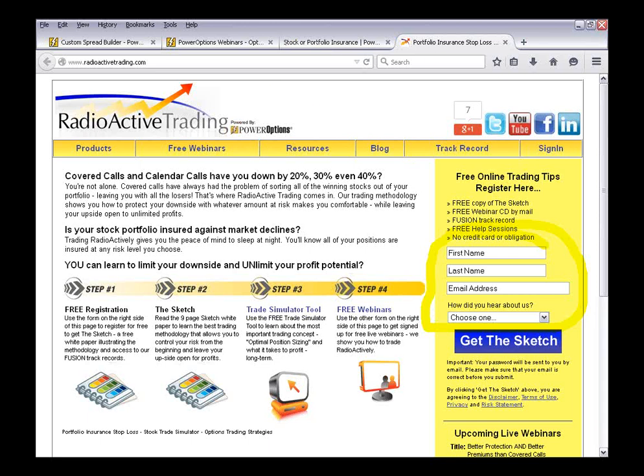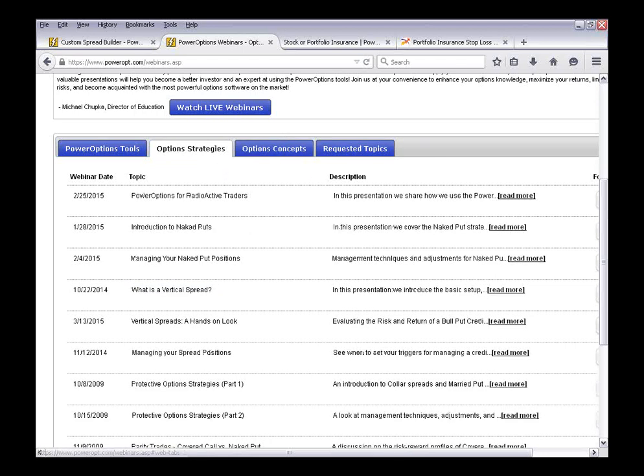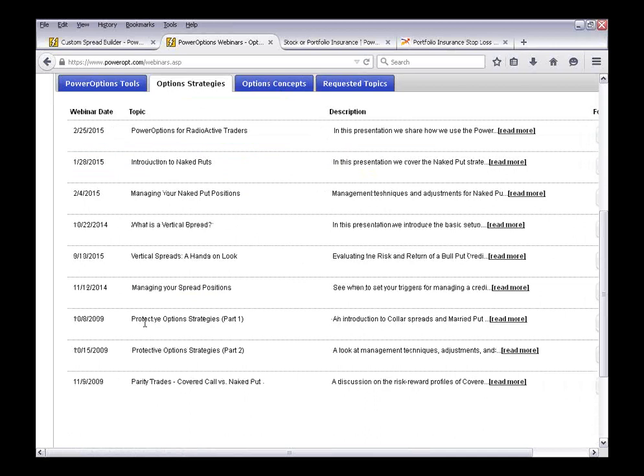In addition to that, if you want some other information on insuring stock positions one-to-one, if you go back to the webinars page, go into the Option Strategies view, you'll see a couple of older webinars here on Protective Option Strategies Part 1 and Part 2, a comparison of using collar spreads, standard collar spreads, and married put positions to insure your stock position as well.